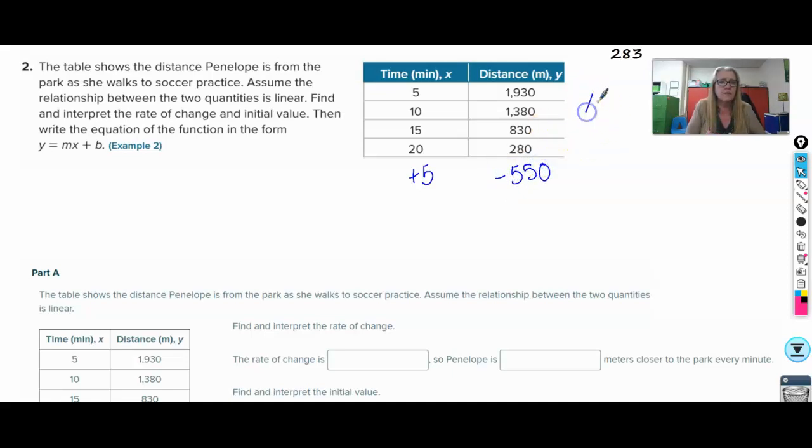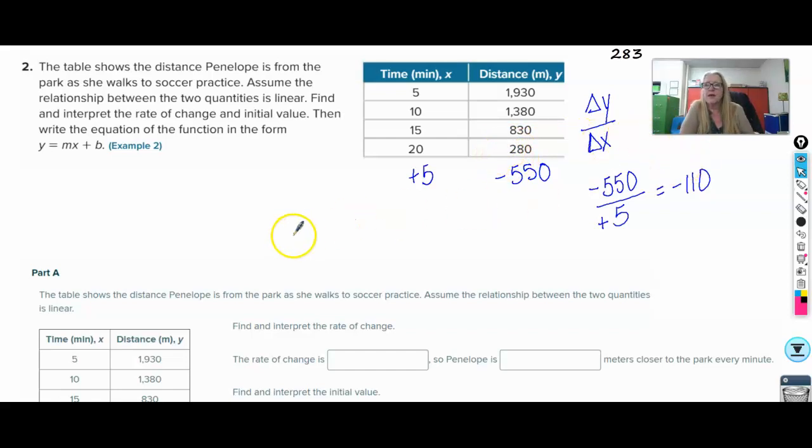So slope is change in y over change in x. I've said that about a million times now. So we would put the change in y, negative 550, over the change in x, positive 5. If you simplify this, you get negative 110. Why negative? Because the distance is getting less each 5 minutes that she walks. The distance gets shorter and shorter. So that's why it's a negative 110.